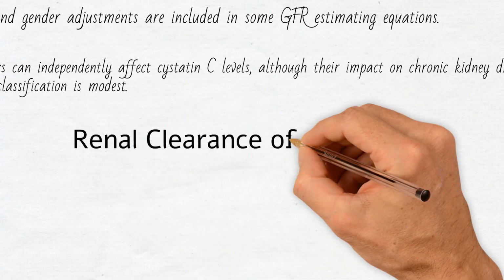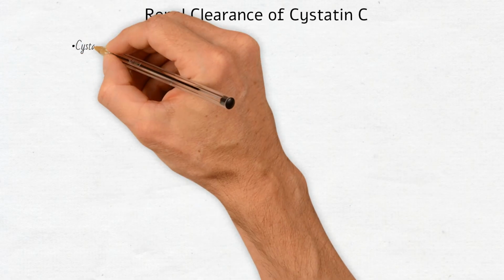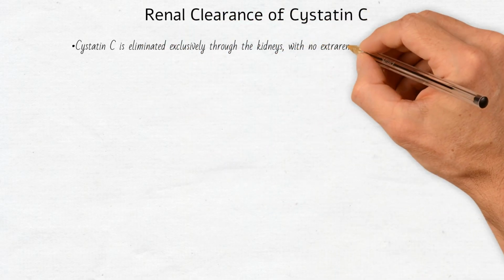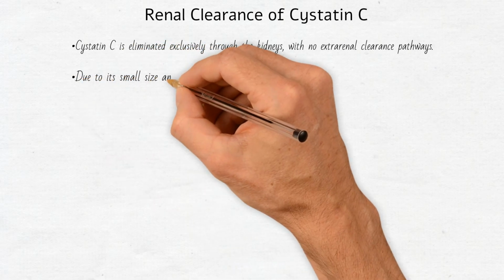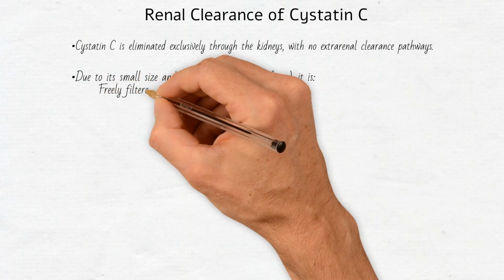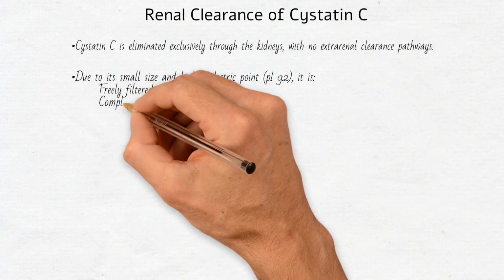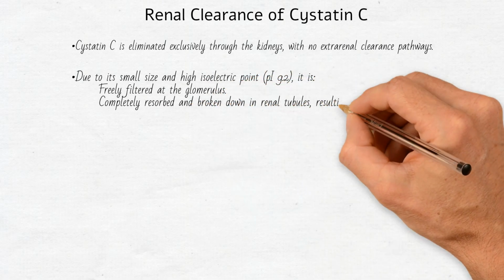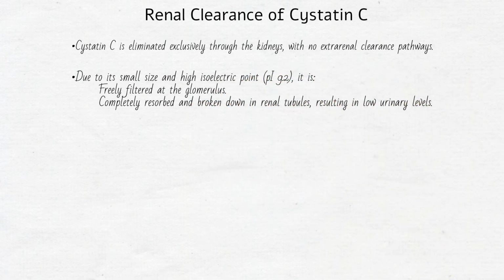Renal clearance of cystatin C. Cystatin C is eliminated exclusively through the kidneys, with no extrarenal clearance pathways. Due to its small size and high isoelectric point, 9.2, it is freely filtered at the glomerulus. Completely resorbed and broken down in renal tubules, resulting in low urinary levels.